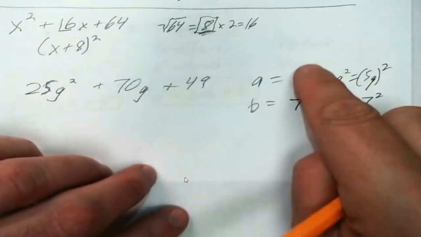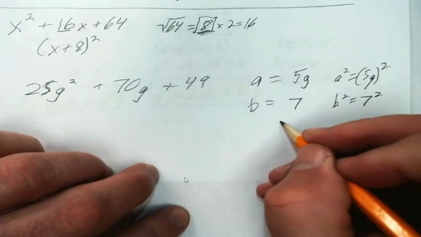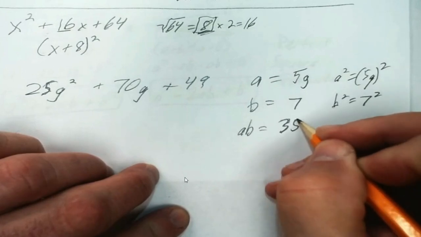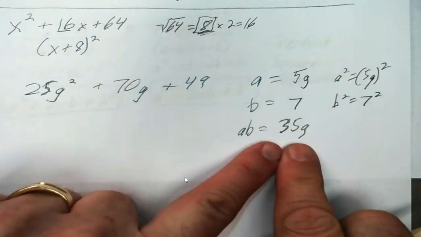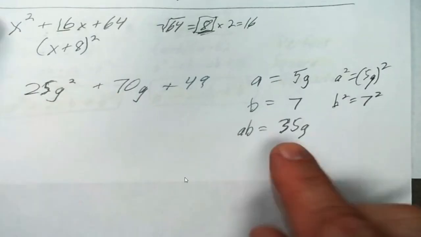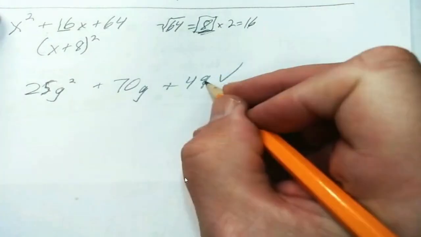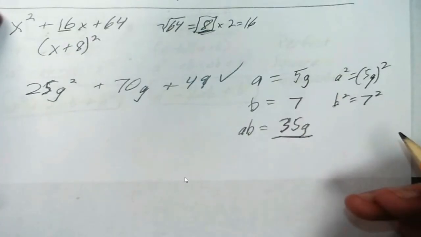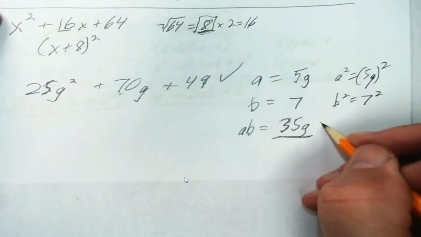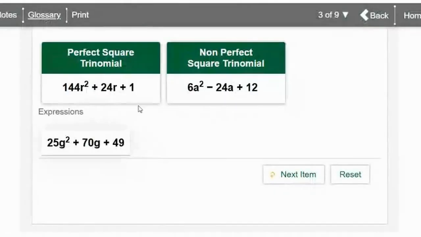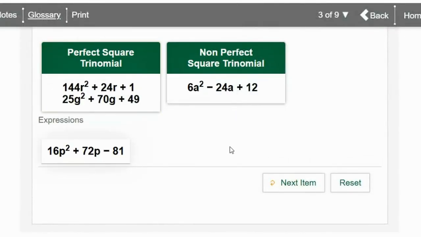So if I multiply these together, 7 times 5g would be AB, 35g. If I take 35g times 2, does it equal the middle term? It does. This is a perfect square trinomial because I have to look at what A is, what B is, and if I multiply those together, 35g times 2, it does equal the middle term. So this is a perfect square trinomial. Okay, try the next one.